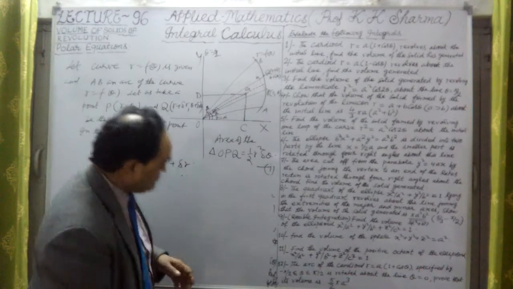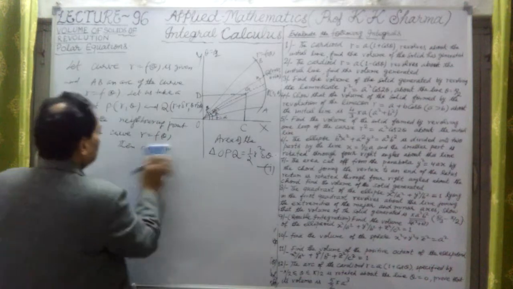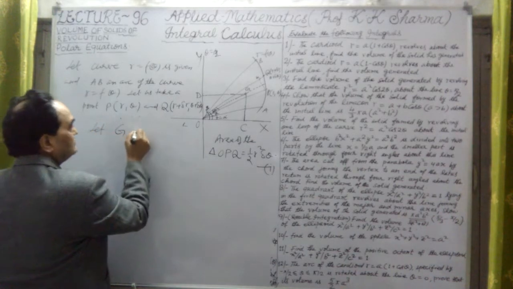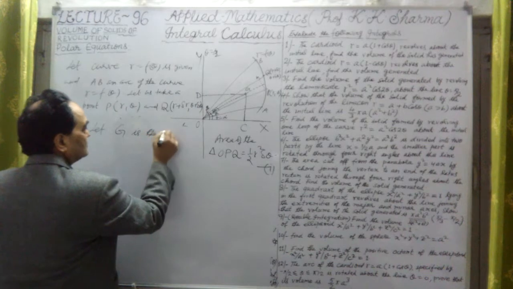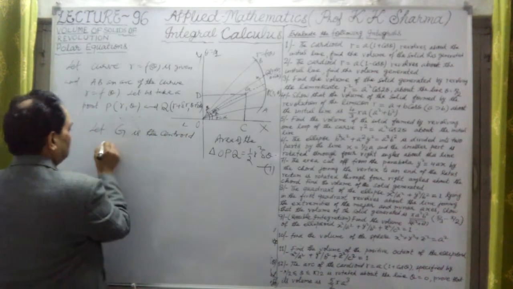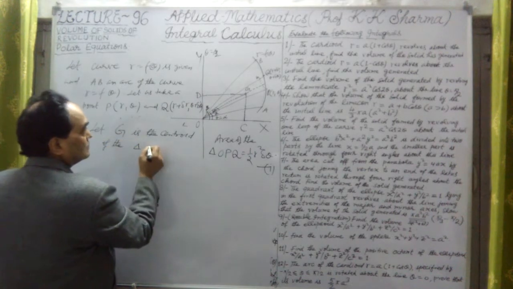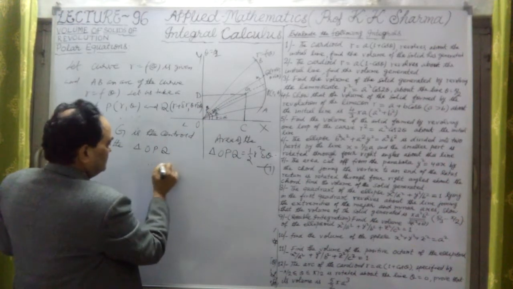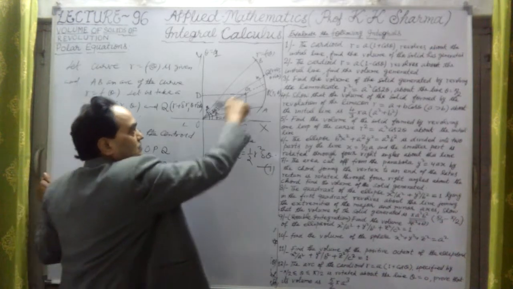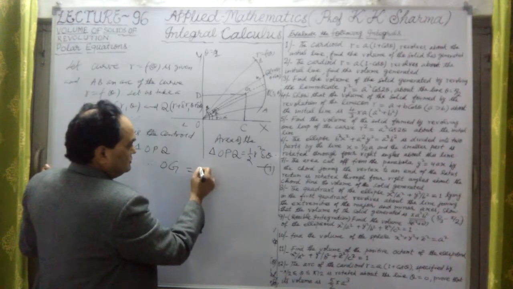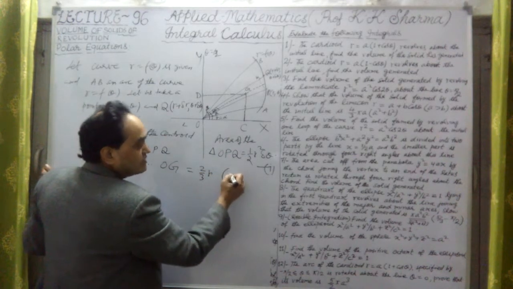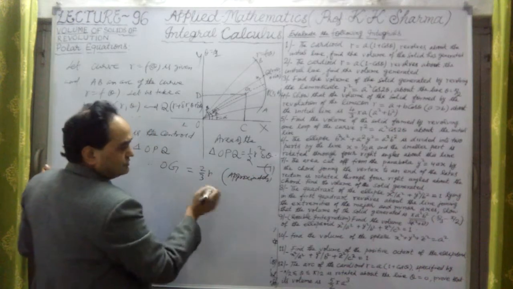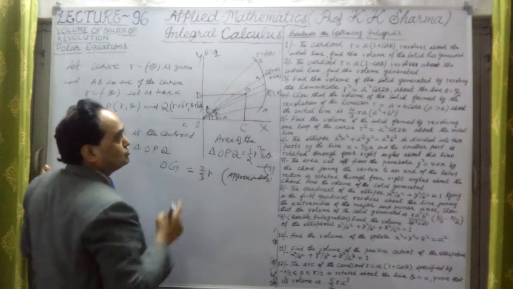Very important point. Now let us take G as the centroid of the triangle OPQ. Therefore OG, this length of the centroid from O, the pole, is approximately or nearly 2 by 3 R. This length OG comes out to be 2 upon 3 R.